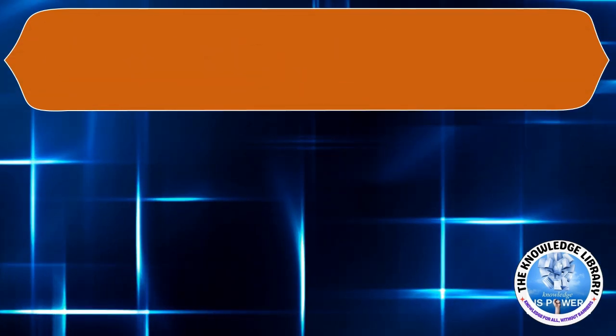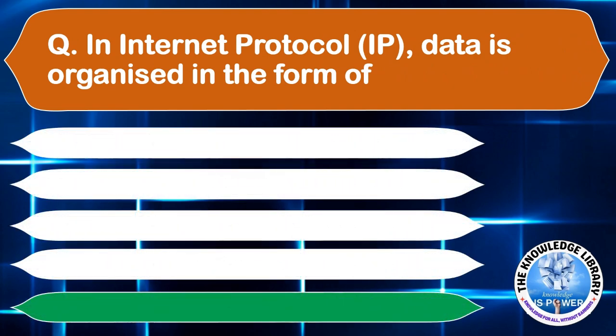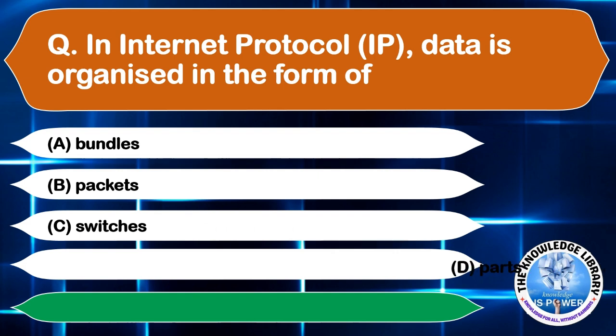The next question is: in Internet Protocol, data is organized in the form of option A, bundles; option B, packets; option C, switches; option D, parts. The correct answer is option B, packets.